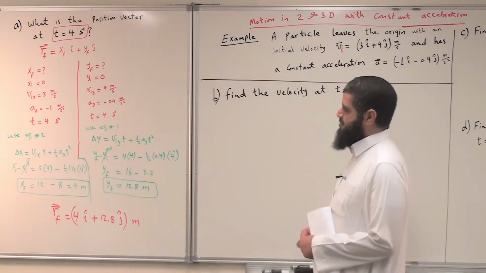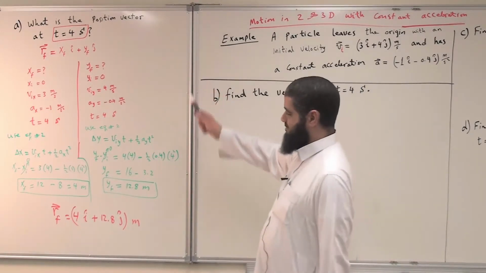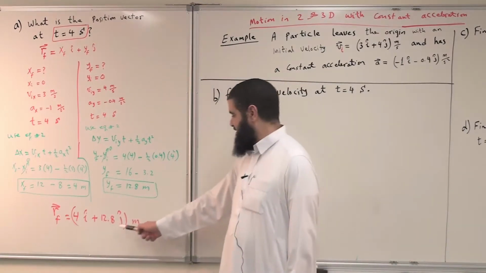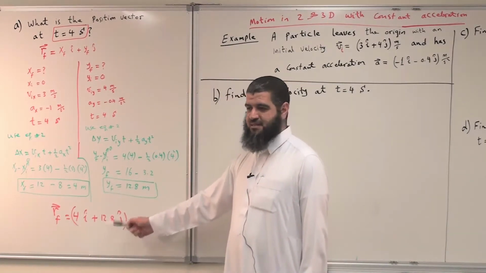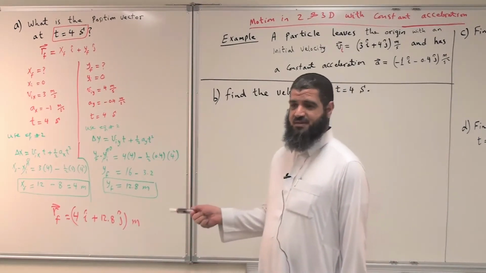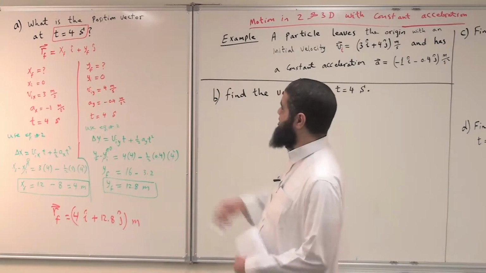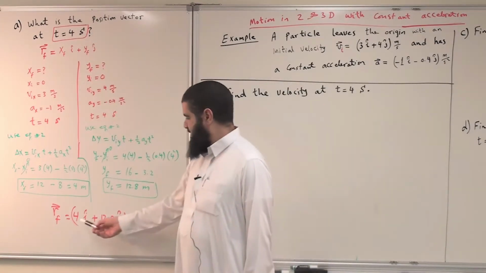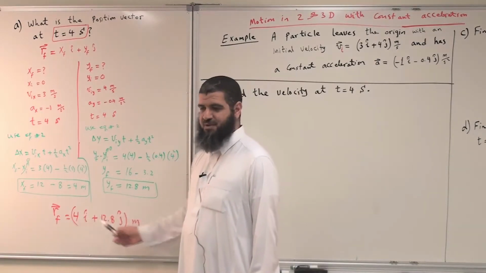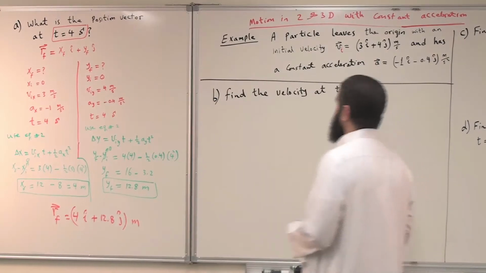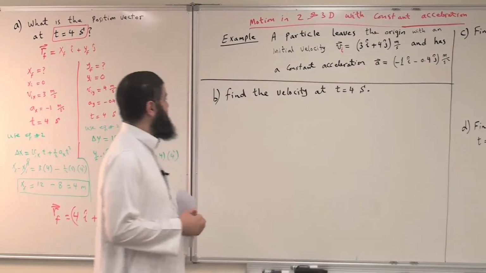Okay, you notice in part A that the position vector turned out to have positive x component and positive y component, and this means that our particle is located in the first quadrant at t equal 4 seconds. At the time 4 seconds, my object has a positive x component and positive y component, so it is in the first quadrant. Let us move to part B.